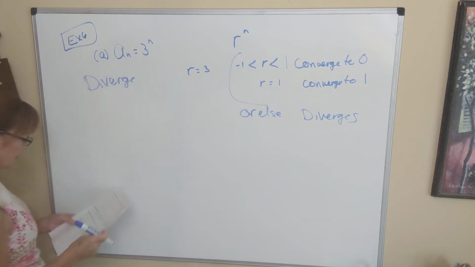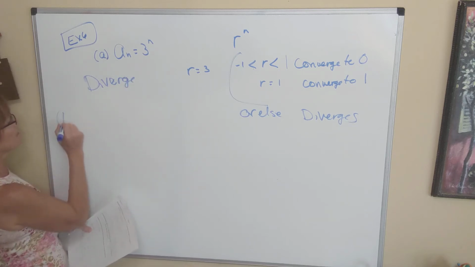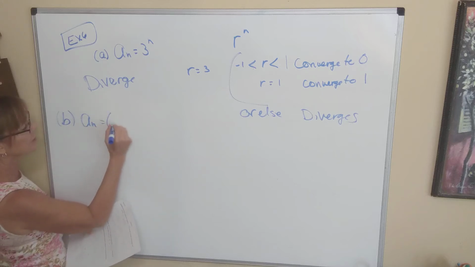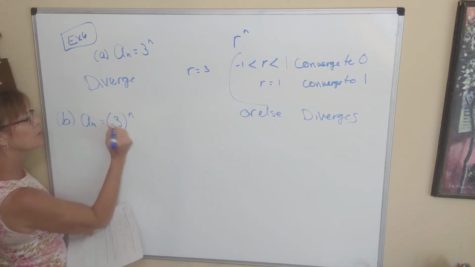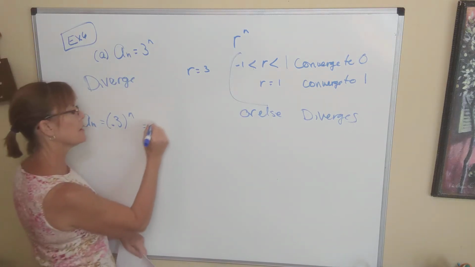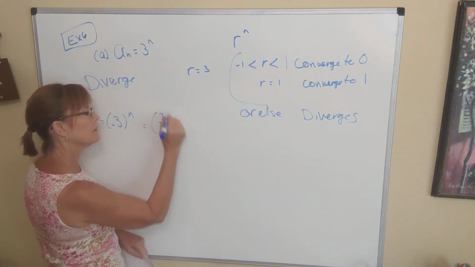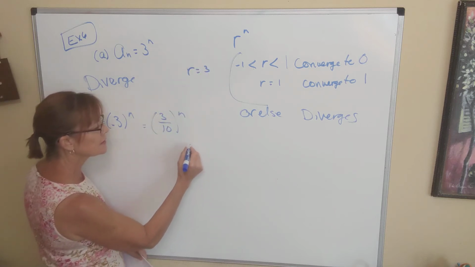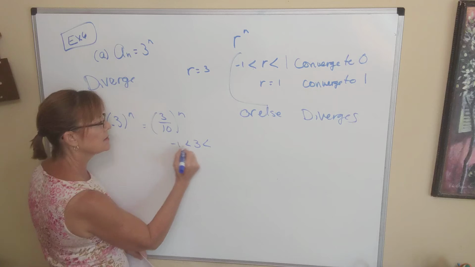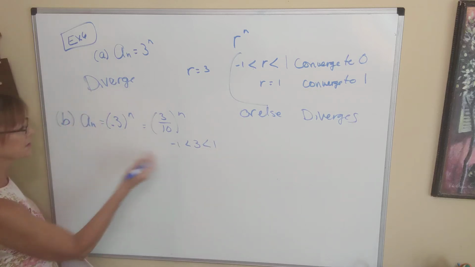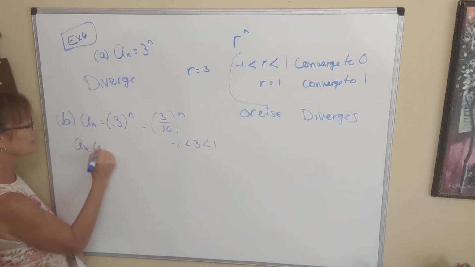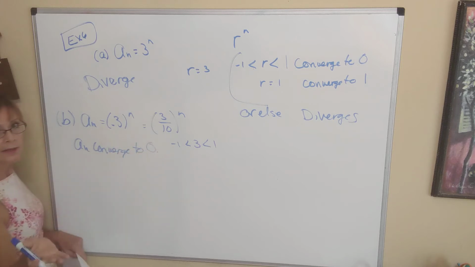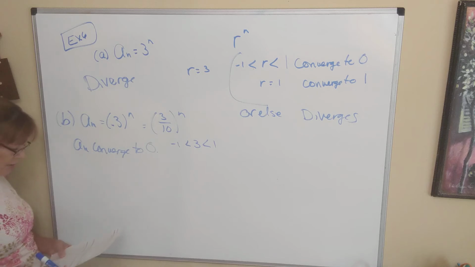All right, so let's look at B. For B, we have a sub n is equal to 0.3 to the n. 0.3 can be thought of as 3 over 10. Well, this is r to the n, so 3/10 is definitely in between -1 and 1, so this will converge to 0, just like that. All right, so that's kind of nice.